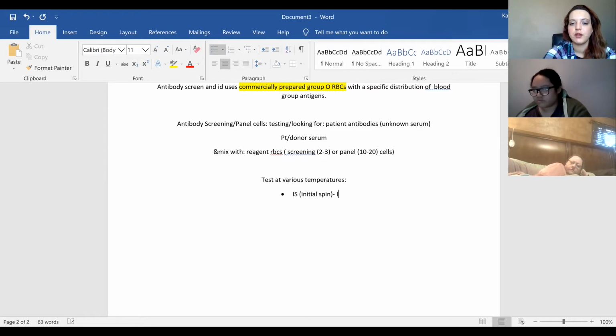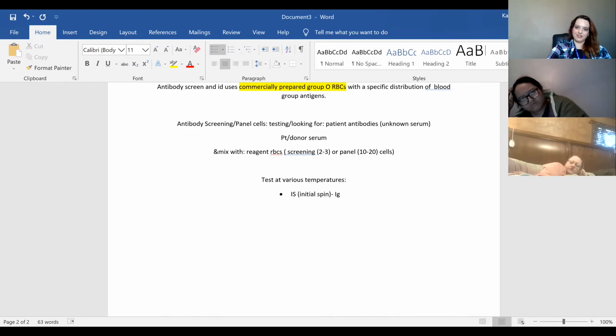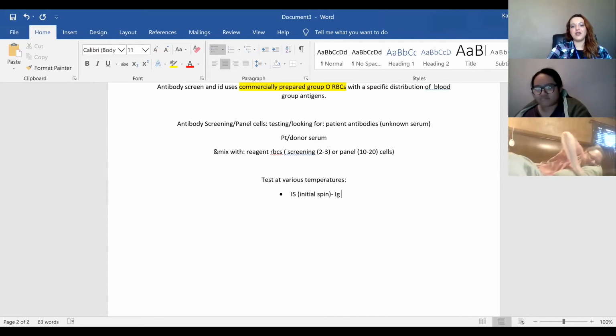Which immunoglobulin is your initial spin most likely going to be? IgM. For initial spin, so this is like room temperature. Which one's most clinically significant? IgG. IgG crosses the placenta.